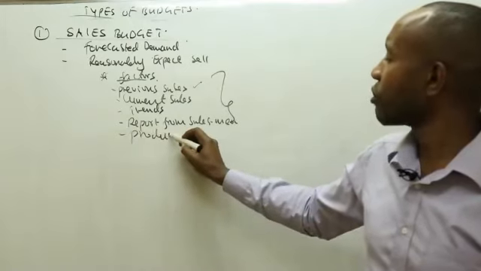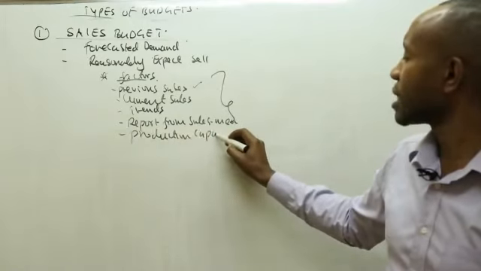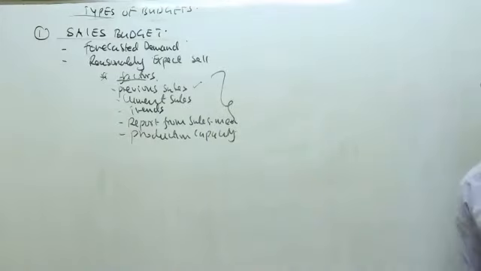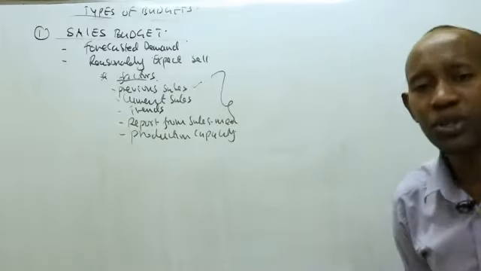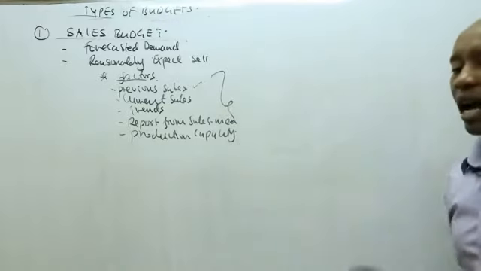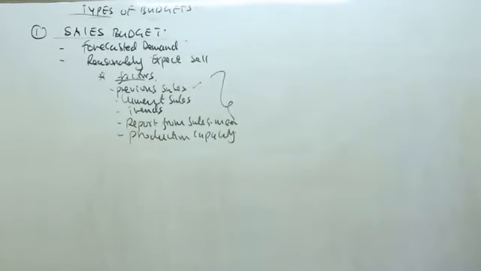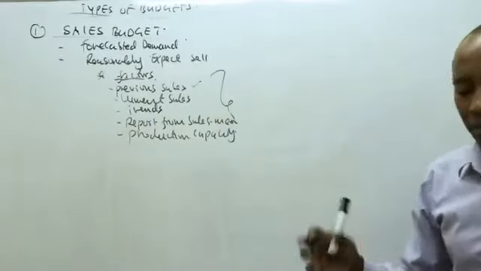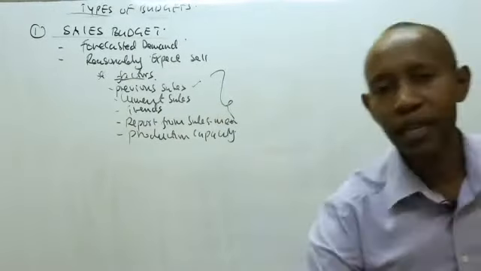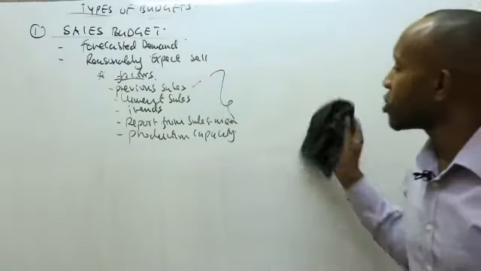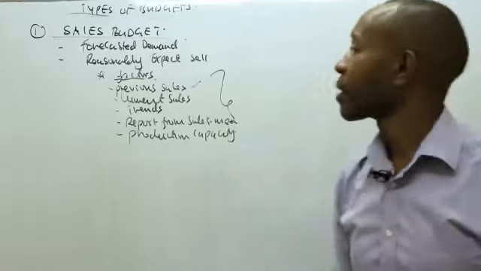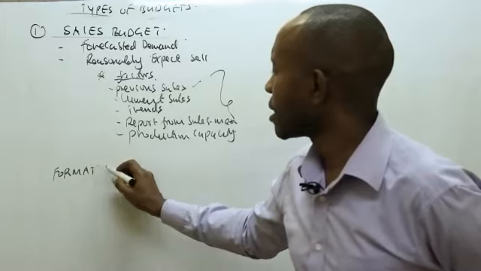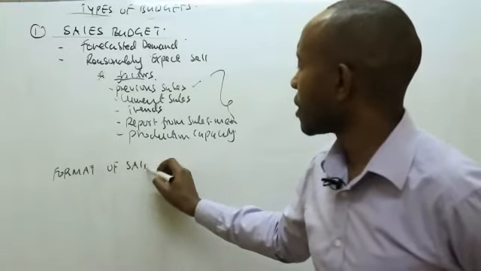I'm also thinking of things like our production capacity. Because again, we don't want to say we can sell 100,000 units while we can only be able to produce 80,000. So it must be within our production capacity. So if you are asked, what factors do you consider in writing up a sales budget? You can remember to mention some of those factors. Now, I want to give you a format here, a format of a sales budget.